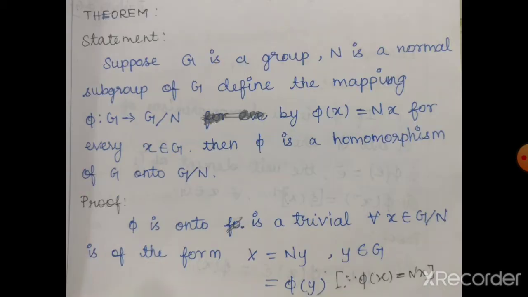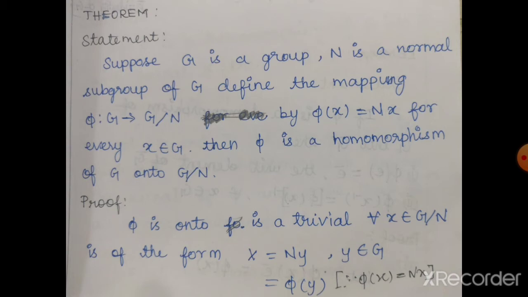Next we have to come with the theorem statement. The statement is: suppose G is a group, N is a normal subgroup of G, and define the mapping phi from G to G/N by phi of x is equal to Nx for every x belongs to G. Then phi is a homomorphism of G onto G/N. Here we have to show that the given phi is a homomorphism of G onto G/N.